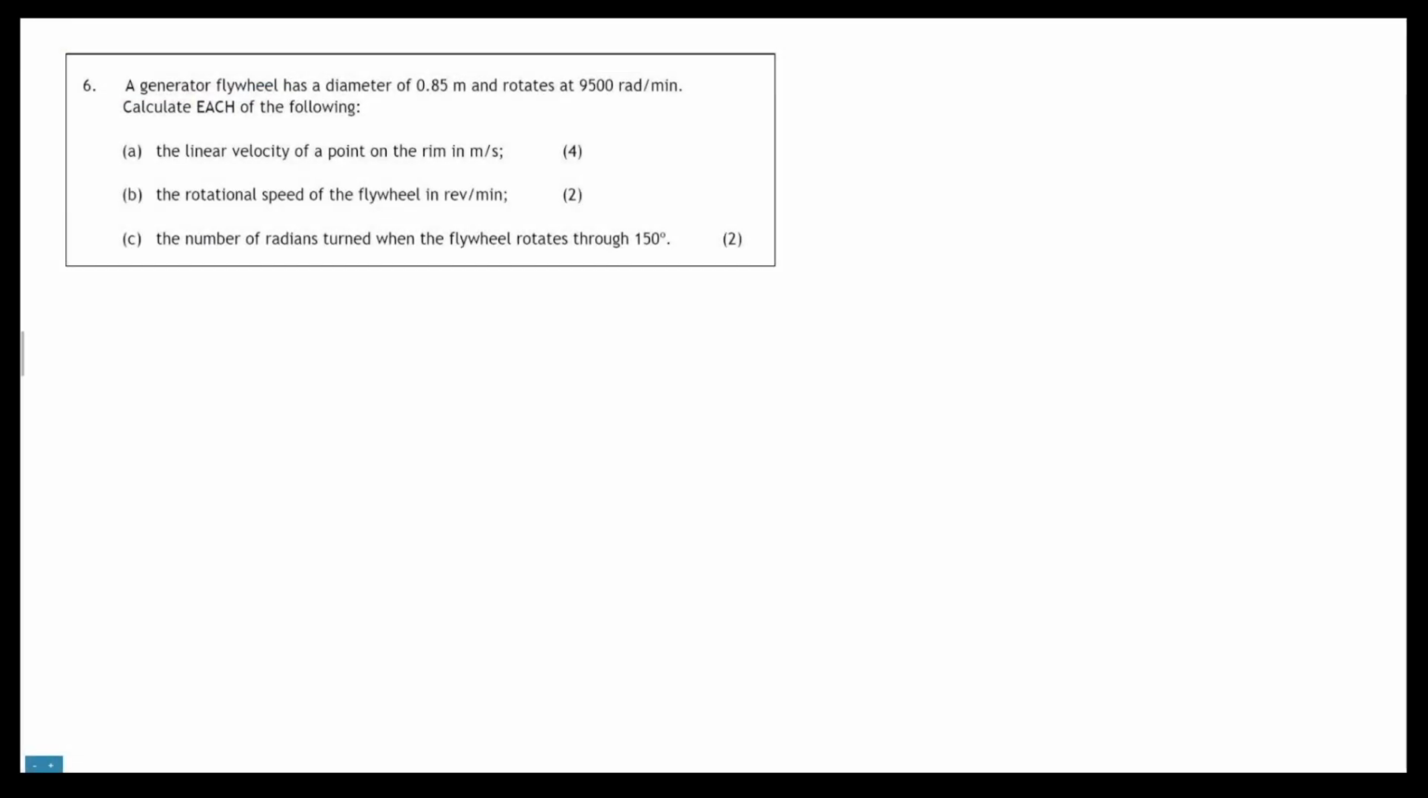Okay, now let's look at question number 6. A generator flywheel has a diameter of this much and rotates that fast. Let's draw a flywheel. I mean, a flywheel is going to be a circle, right? And it has a diameter of 0.85 meters. And it rotates at 9,500 radians per minute. That's a weird measurement. Why do you measure things in rads per min? But okay, I guess it's to get it into revolutions per minute. Calculate each of the following.